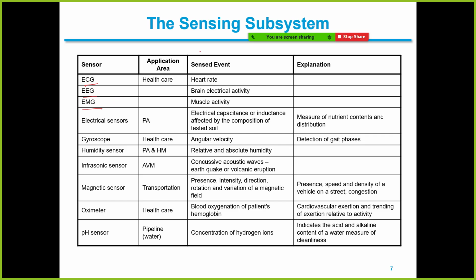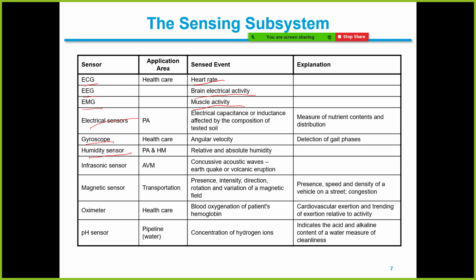So you can see they can acquire information like heart rate, brain electrical activity, and muscle activity. These are very widely used in healthcare areas. Electro sensors, gyroscope. Usually the gyroscope is used together with the accelerometer in wearable devices, wearable wireless sensors.